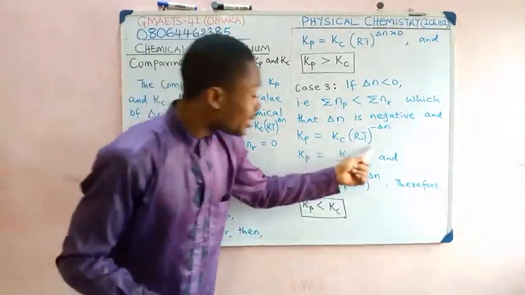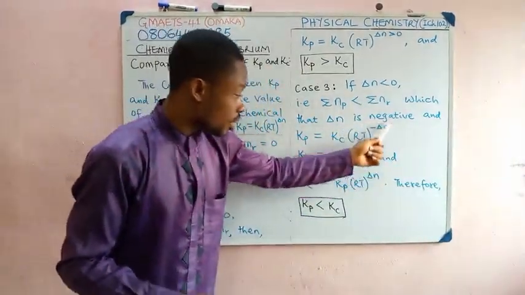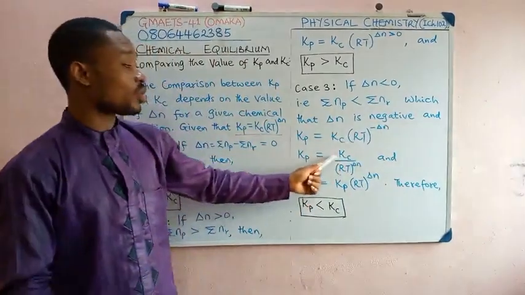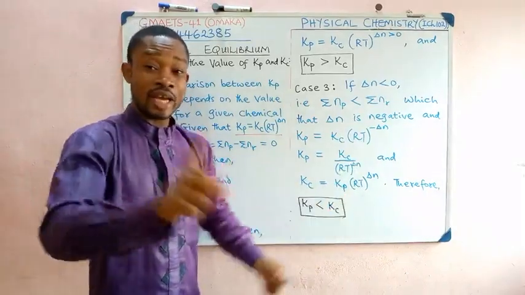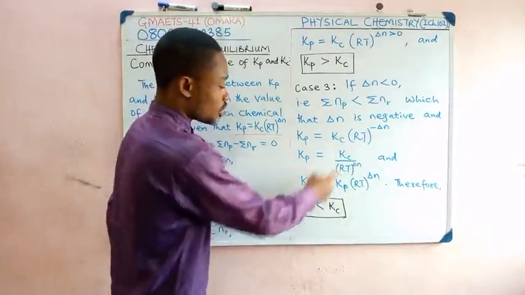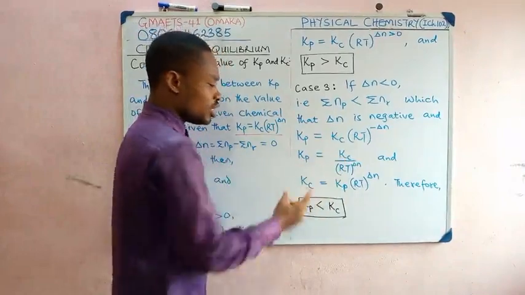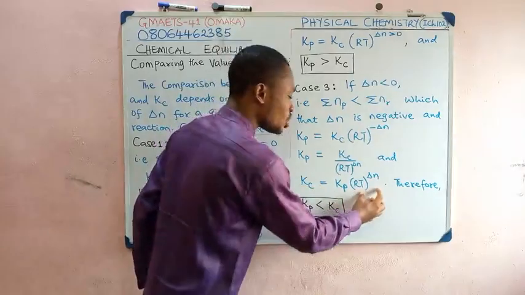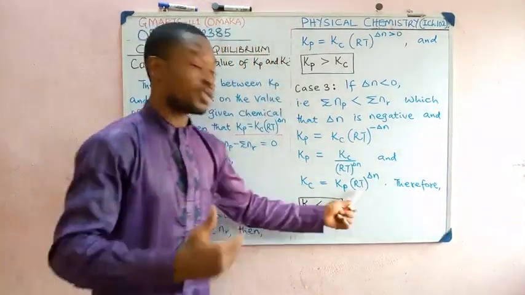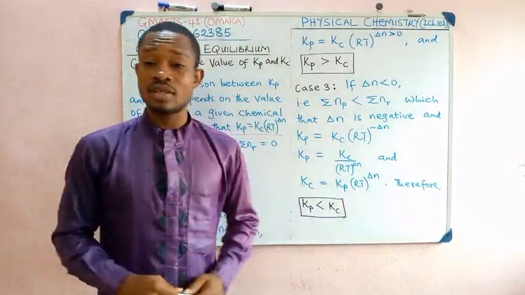Applying the negative index law, that is the reciprocal law of indices here, we get Kp equal to Kc all over RT raised to power positive change in n. Now watch, if you cross multiply this term, you will get the Kc value. Did you observe now that Kc is equal to Kp times a factor which is already greater than 0 in itself, that is RT raised to power change in n?